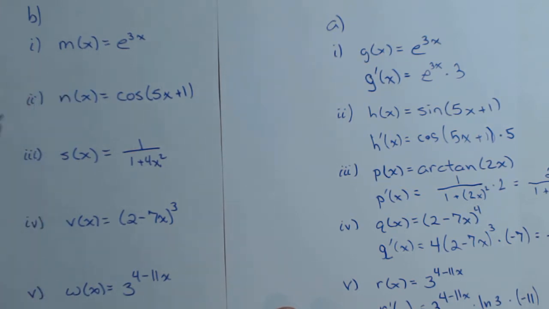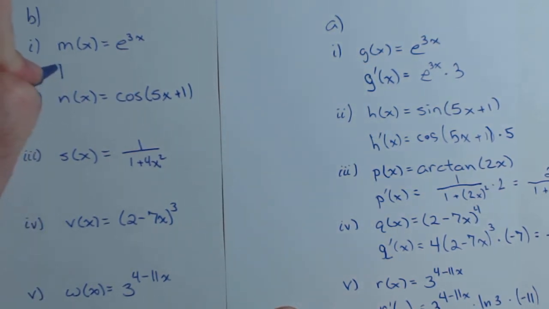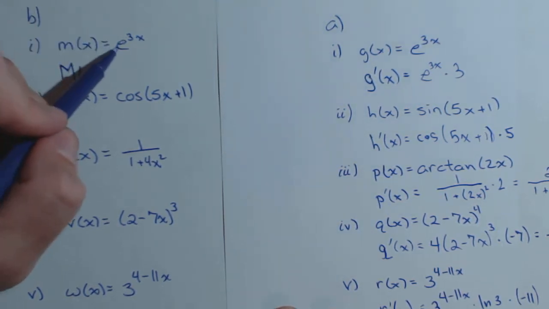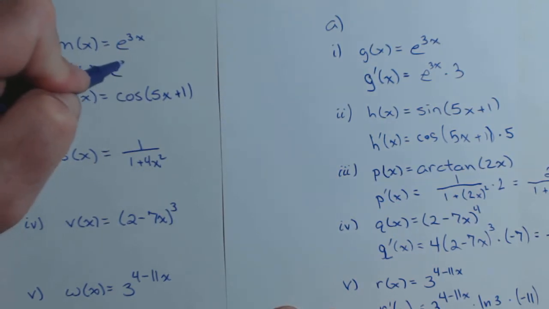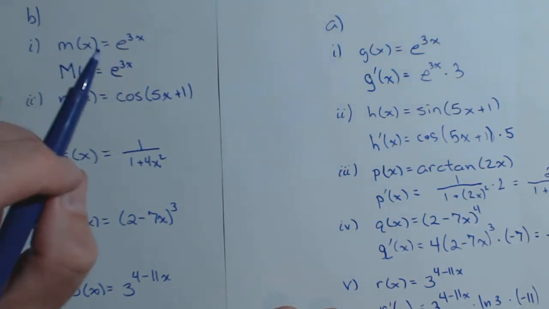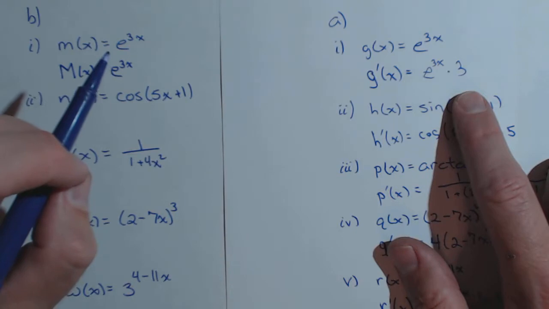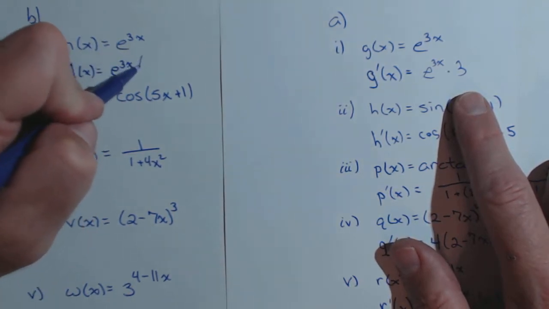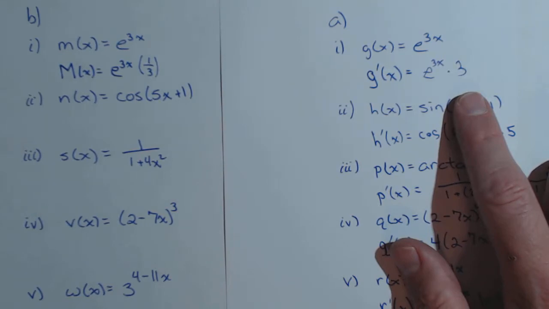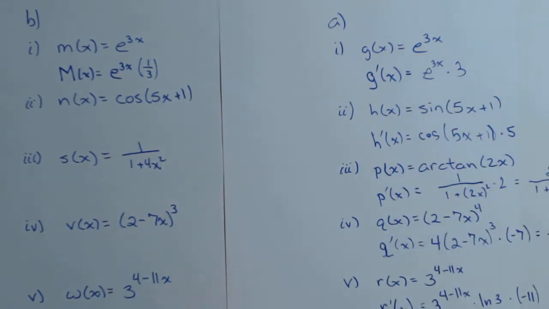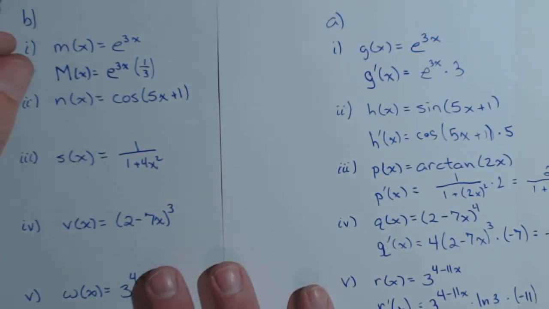So if we want the antiderivative of m of x, I'll call it capital M of x. Well, remember, the derivative has itself in it, so will the antiderivative. So it'll be e to the 3x. Now when we did the derivative, we multiplied by 3, so going the other direction, we're going to divide by 3 or multiply by a third. Or we could write that as e to the 3x over 3, that'd be fine.